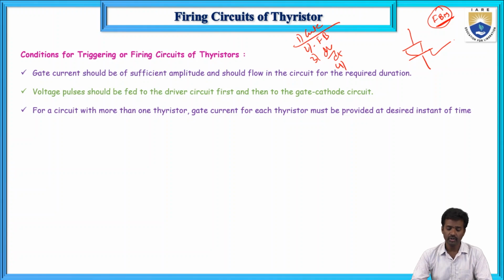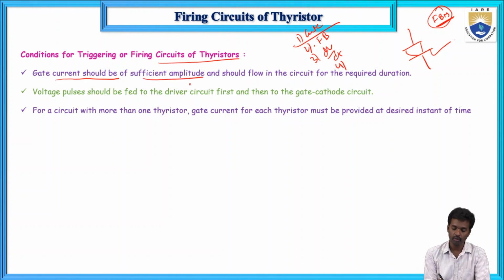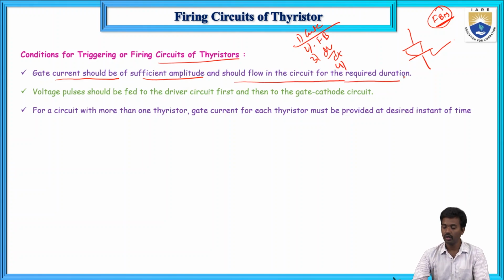Now, conditions for triggering or firing circuits for SCR. The gate current should be of sufficient amplitude, that means the magnitude, the peak value, must be sufficient, and it should flow in the circuit for the required duration. If it is continuous gate current, there will be power loss. If it flows in discontinuous mode, only in the required duration, then the power loss at the gate terminal will be reduced.